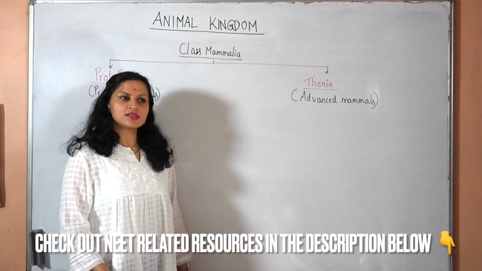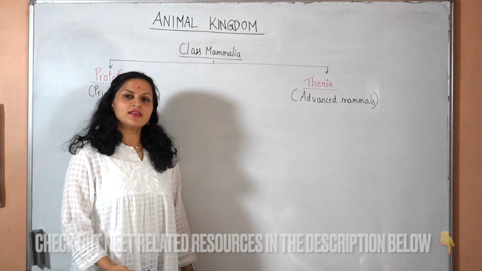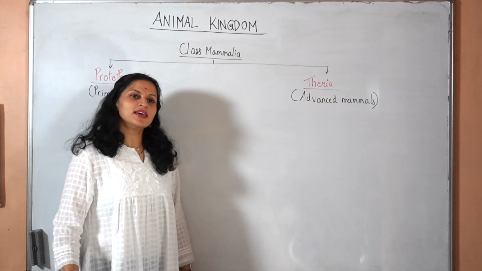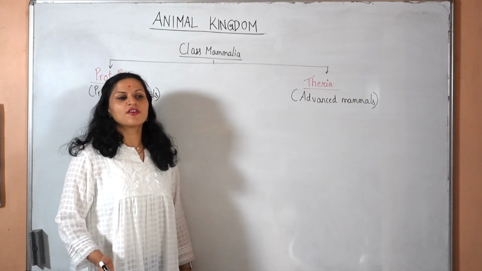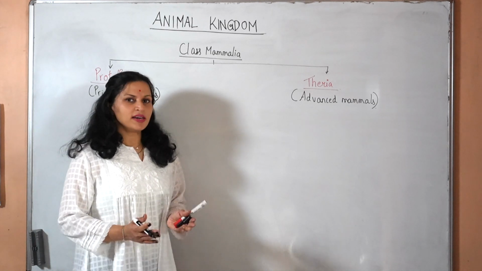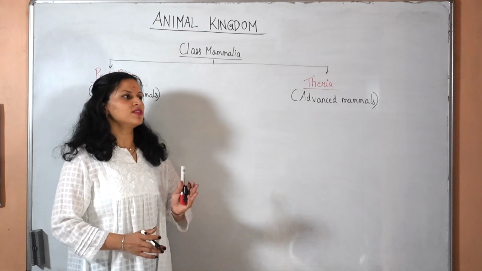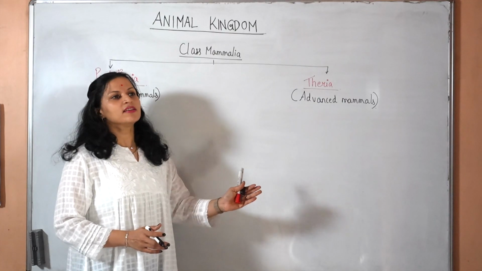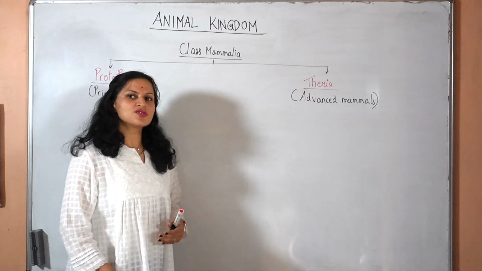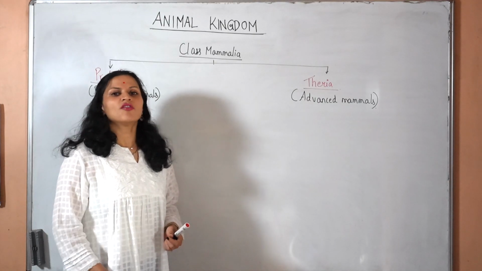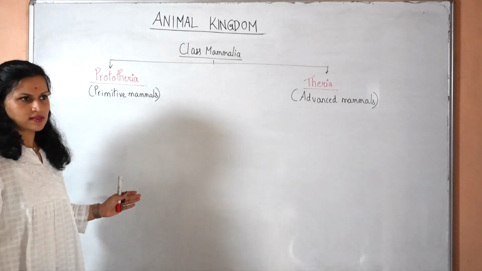Prototheria are mammals because they have mammary glands, but they are such primitive mammals that they retain certain characteristic features of the reptiles from where they have evolved. You see, some of the reptiles have given rise to birds, the connecting link of which was the Archaeopteryx, and some reptiles have given rise to mammals, the connecting link of which is the Prototherians.